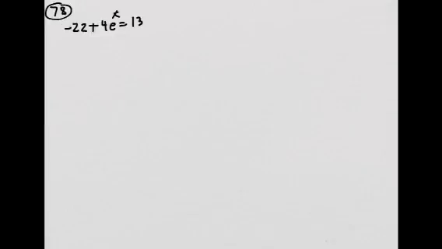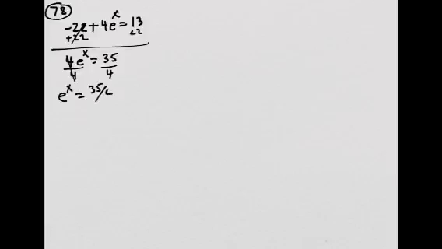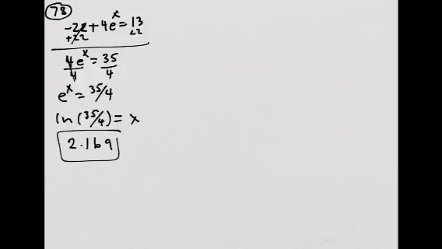Alright, so we're going to add 22. So that's going to give you 4e to the x equals 35. We're going to divide by 4. So that's e to the x is 35 over 4. And then for that, natural log of 35 over 4 equals x. So you just punch this into the calculator, natural log of 35 over 4, or change it to a decimal, it's okay, either way. You get x is 2.169 when you round it to 3 decimal places.